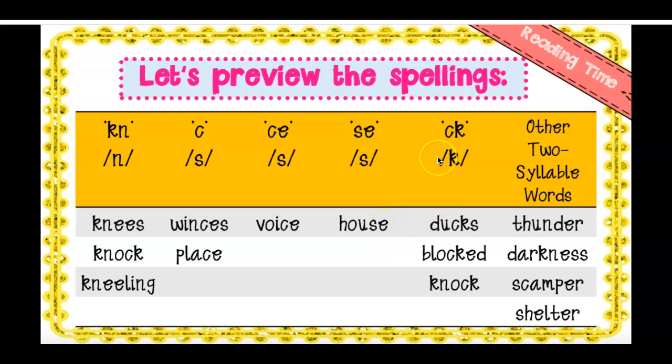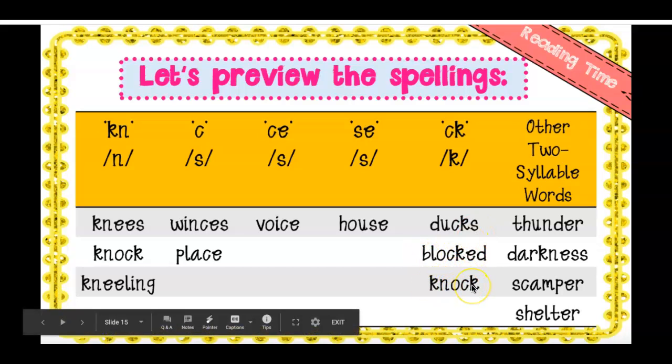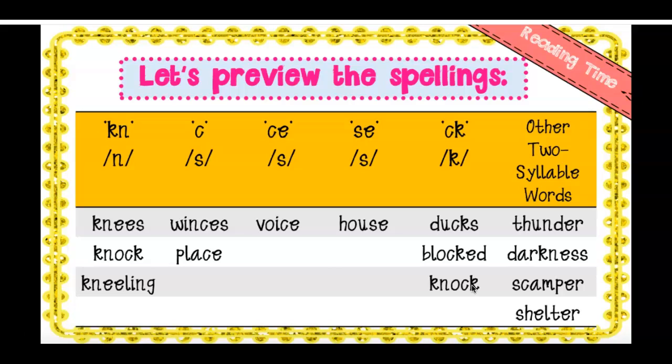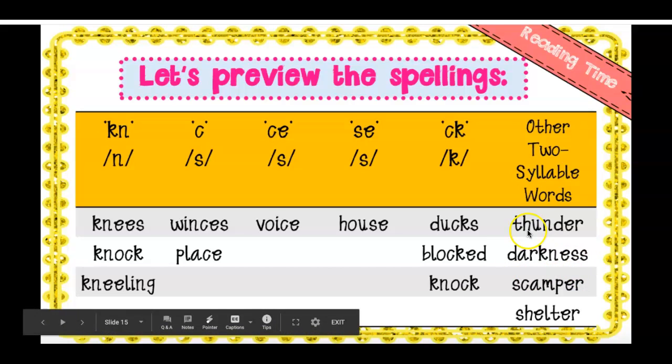We're going to read words with the K sound spelled with the letters CK. Ducks, blocked, and knock. And our other 2-syllable words we're going to come across are thunder, darkness, scamper, and shelter.